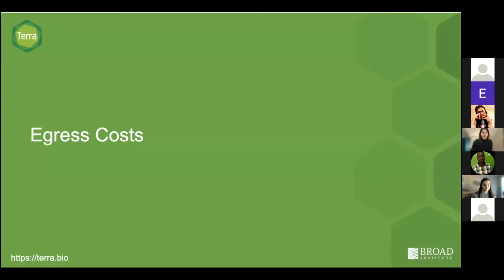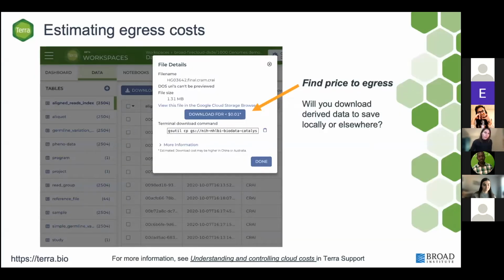Egress costs, or download costs. So we looked at this. There is a price estimate for how much it's going to cost to download that file to your local machine. So when people are thinking about how you estimate how much money you need for your project, we often ask people, when you're done with this project, are you going to be downloading any derived data somewhere? Are you going to be storing it? Are you going to be moving it to another location? You can think of those costs when you're planning for your project.